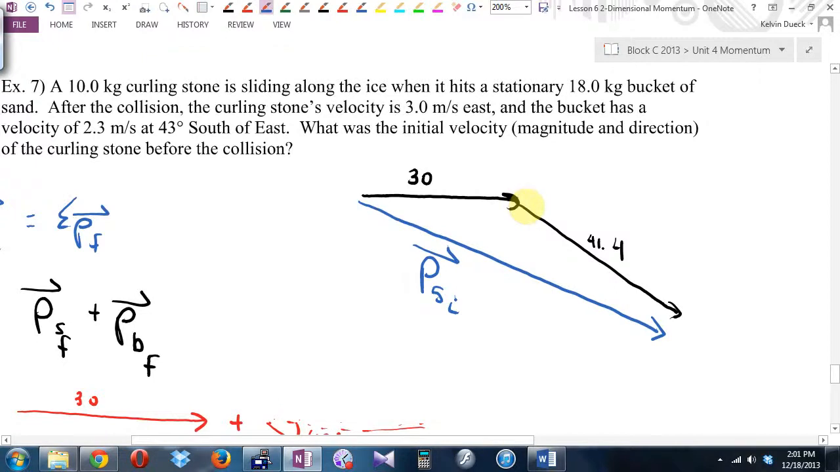How big is that angle right there, folks? How big is this angle right here? 43. How big is that angle right there then? 137. How'd you get 137? You're right. Minus from 180. Since they form a straight line, the fancy word, we call those supplementary angles. 137 degrees.